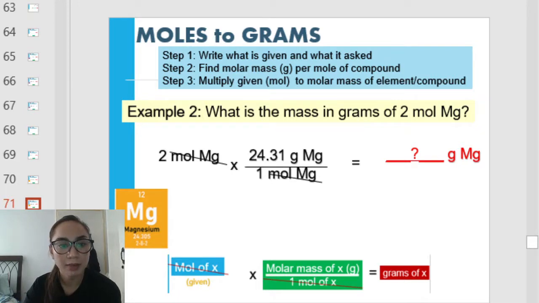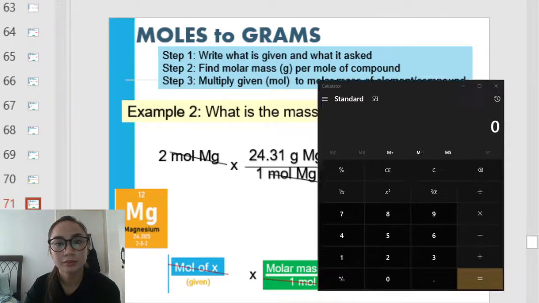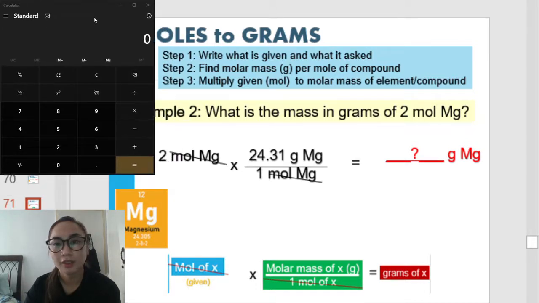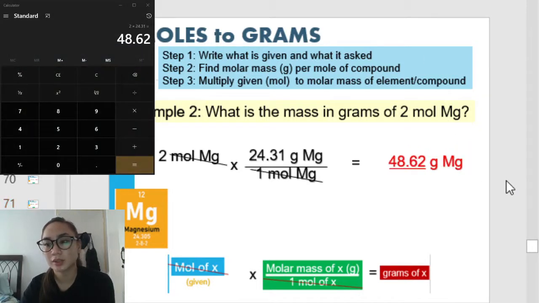So, let's have our calculator back. Okay. So, we have 2 times 24.31. So, we get 48.62. So, the answer is 48.62 grams of magnesium. Okay?